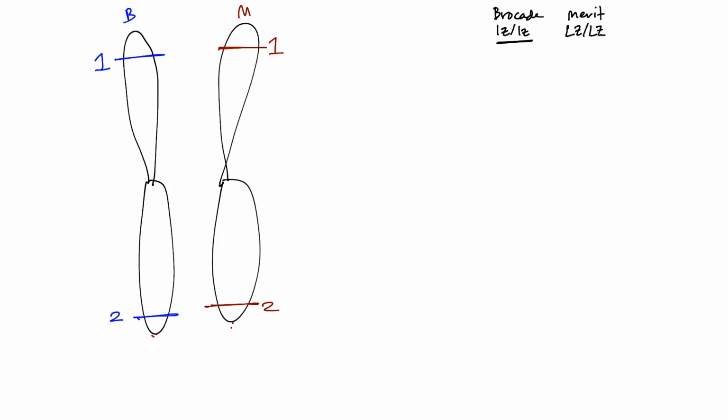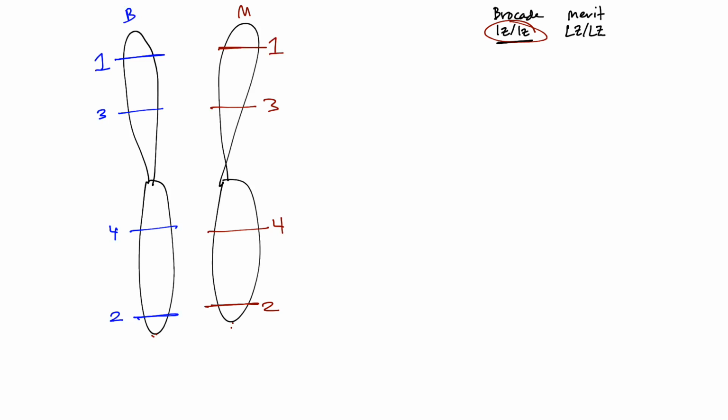On these chromosomes, there's other pieces of information that we already know. We already know that there are two other markers on these chromosomes, marker 3 and marker 4, and again, they're different between the Brocade and Merit parents. It's important that we know this information already exists, because in order to map the LZ mutation, we need to know something about what the chromosomes look like already.